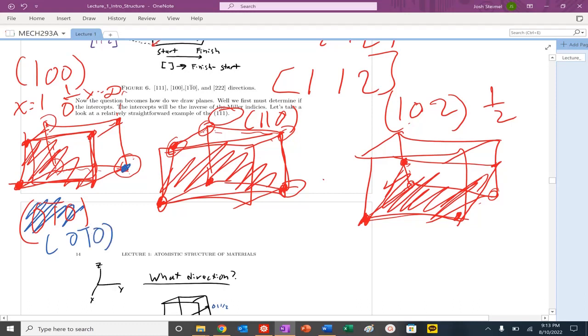So I could choose my new origin here. This is my x, this is my positive y, this is my positive z. So never going to intercept here, never going to intercept here, but I will intercept over here. And I could do the same thing here. So this would be basically my plane. So that would be my 0 -1 0.